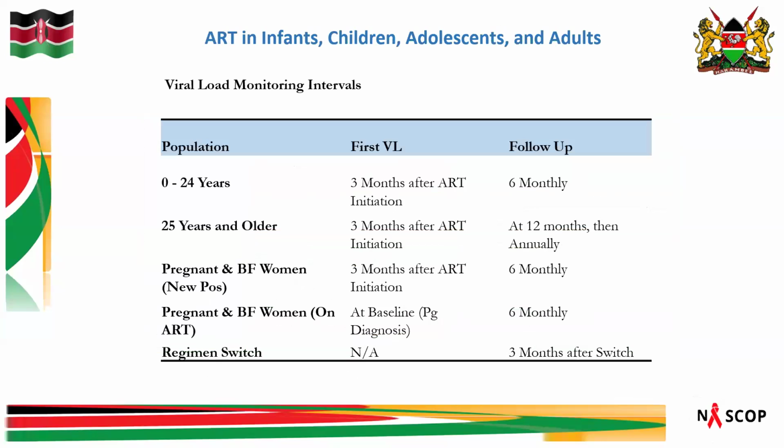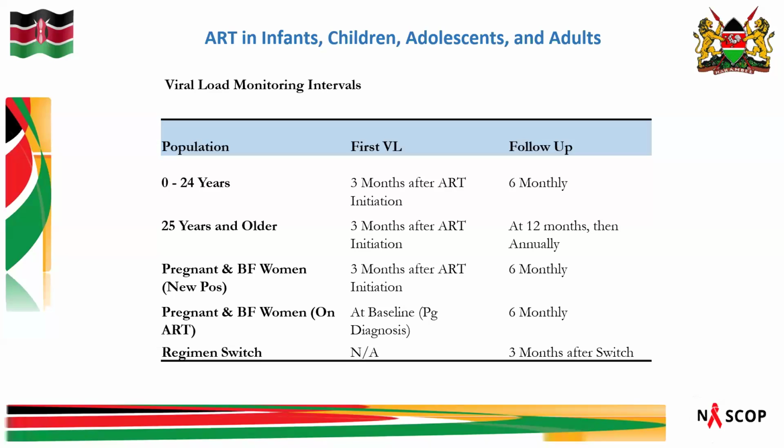Then I can move on to, as indicated in the cascade there, for us to be able to see whether people have been virally suppressed, we have a schedule of how their VLs are undertaken. As you can see, for 0 to 24 years, the viral load is taken 3 months after ART initiation, and thereafter after every 6 months. For 25 years and above, the first viral load is normally after 3 months after ART initiation, and then at 12 months, then annually.